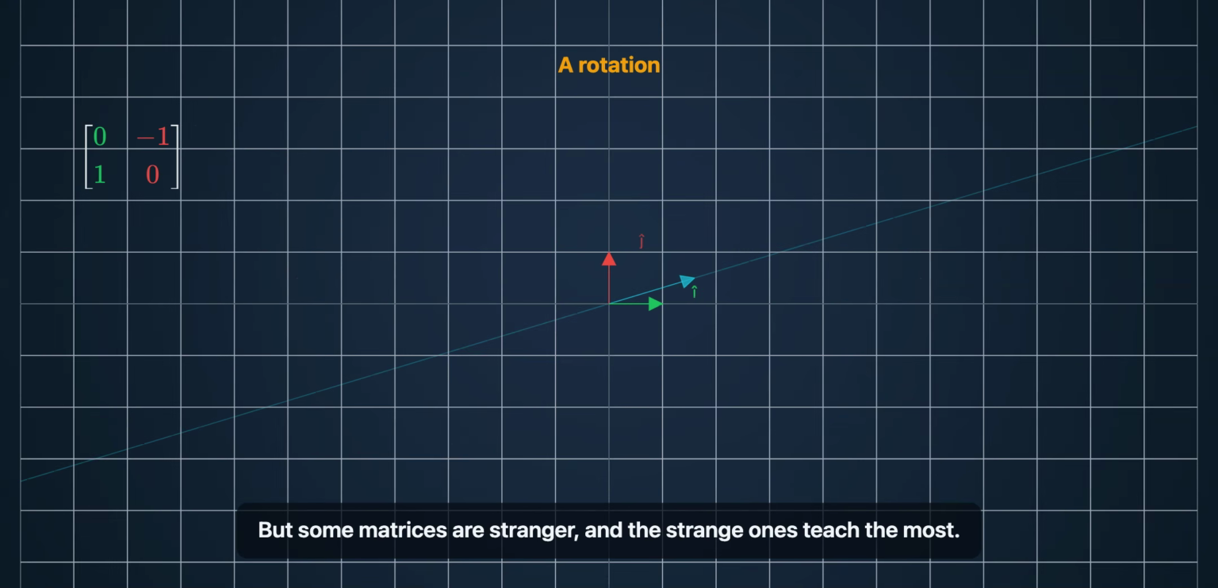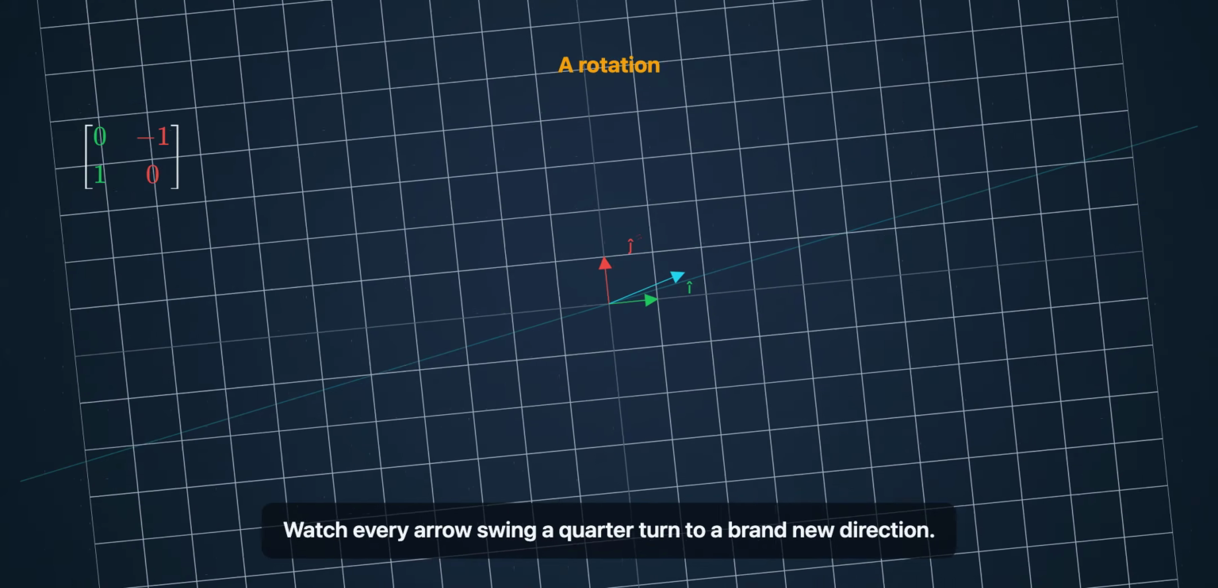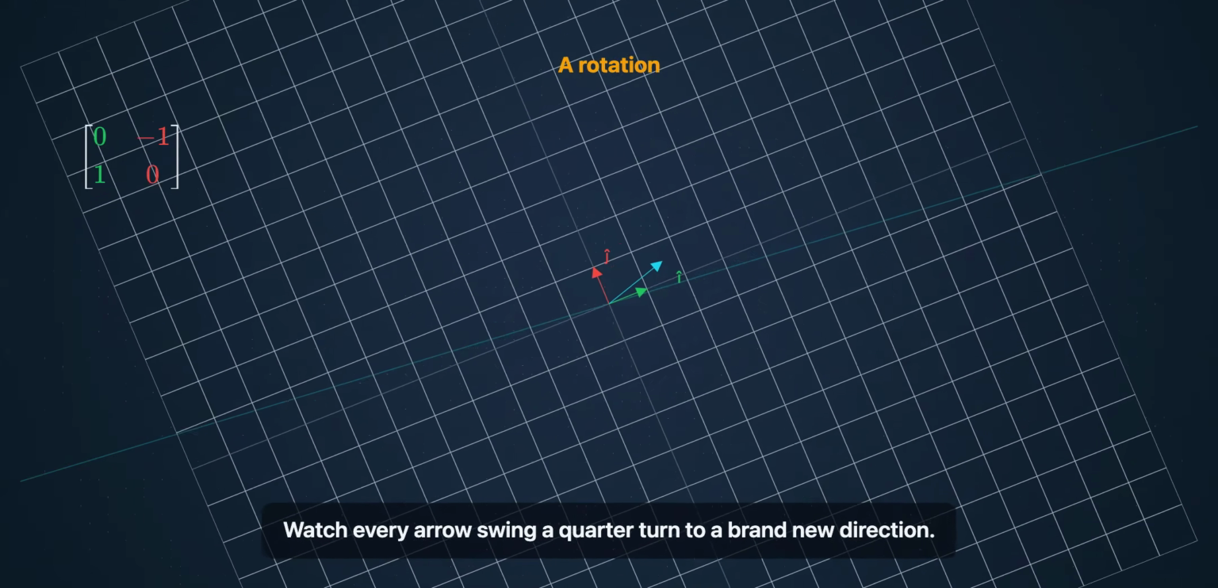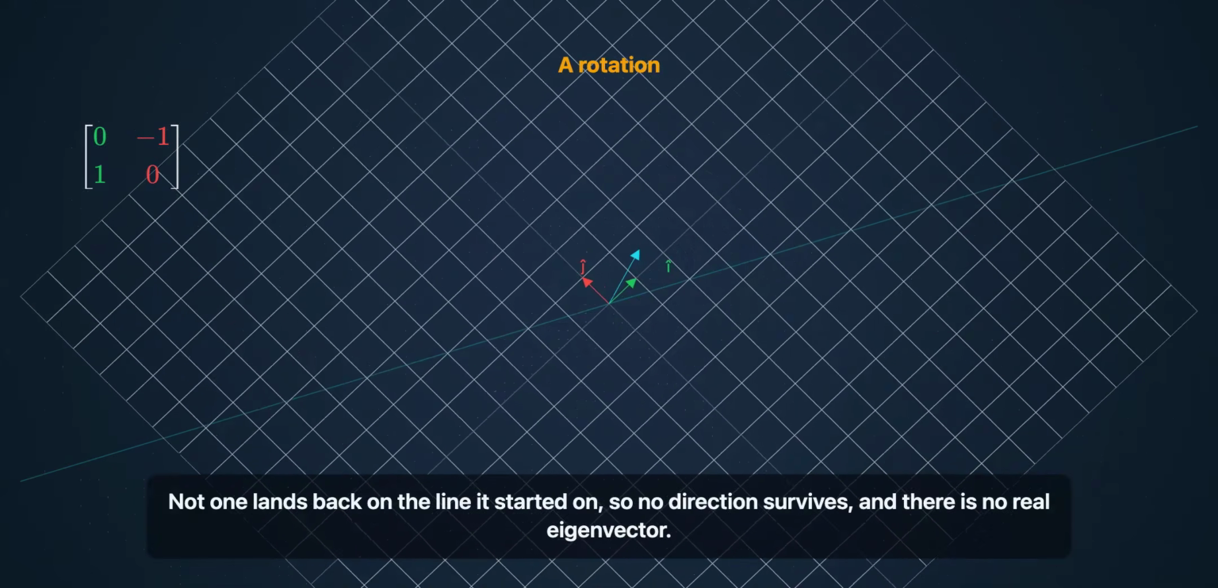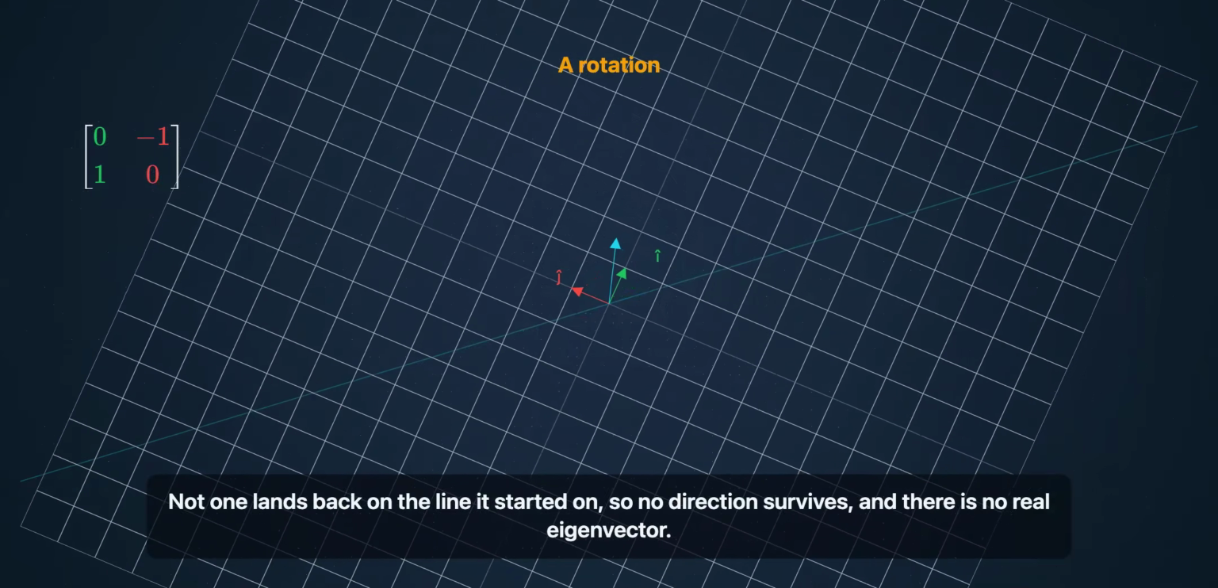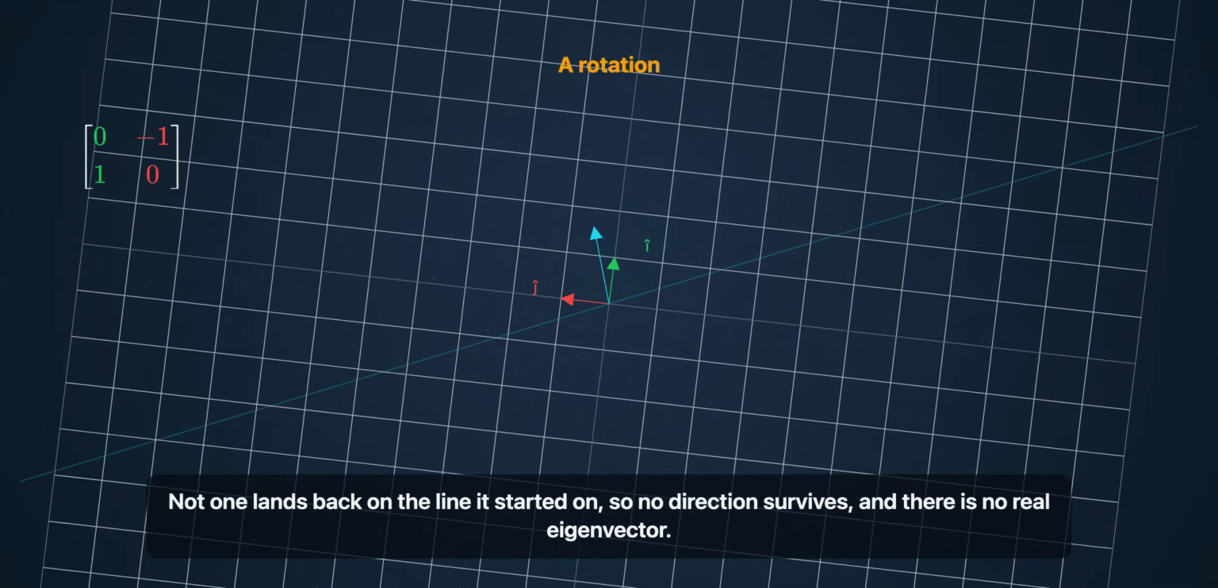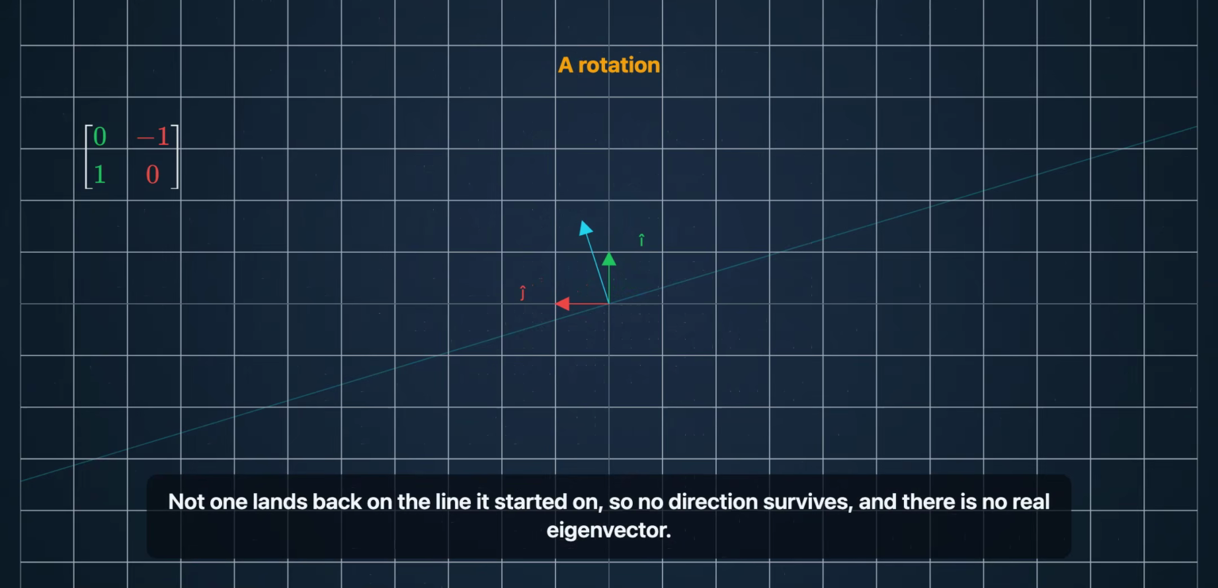But some matrices are stranger, and the strange ones teach the most. Here's a matrix that rotates the plane a quarter turn. Watch every arrow swing a quarter turn to a brand new direction. Not one lands back on the line it started on, so no direction survives. And there is no real eigenvector.